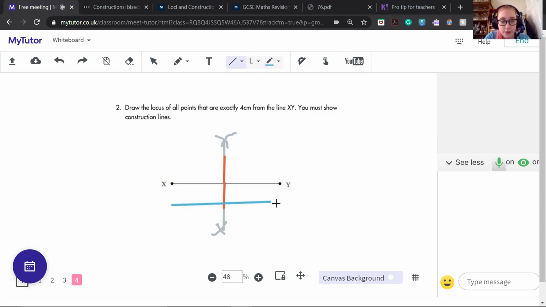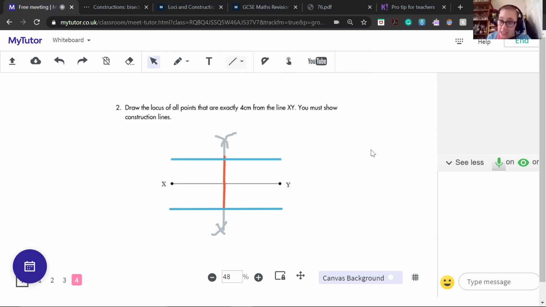We draw a line along that 4 centimeters, so parallel to XY, but we know now that it's exactly 4 centimeters away. And then we do exactly the same for this top one here. We'll pretend that that's on the 4 centimeters. And then at the edges, we want it to be exactly 4 centimeters away from the line XY.